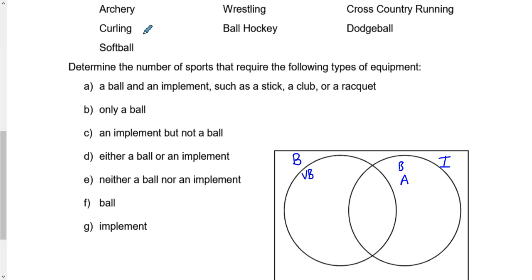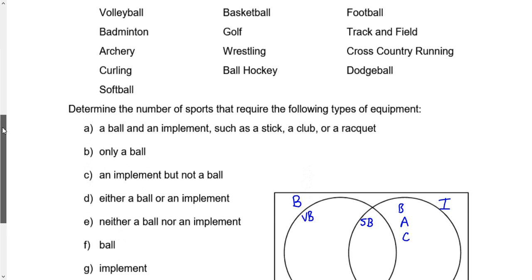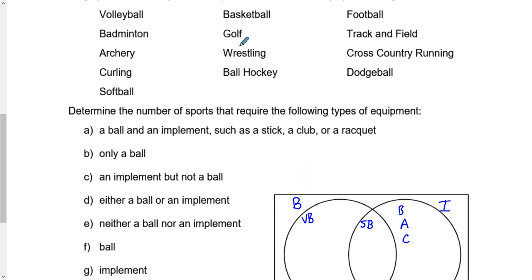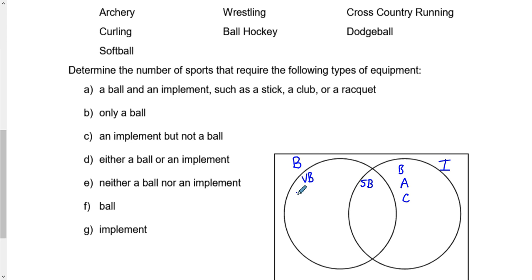Curling. Curling does not use a ball. It's just an implement. Softball. Softball is something that uses a ball and an implement. So it will be in our intersection. It needs the ball and needs the implement. Now, continuing everything else, basketball, you need a ball. Beyond that, you don't really need anything.